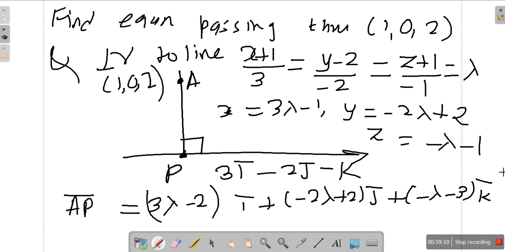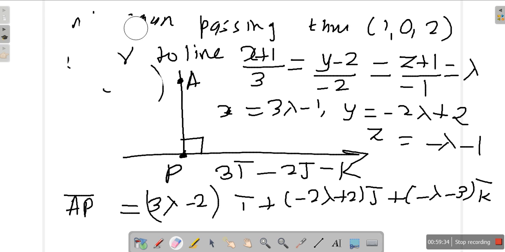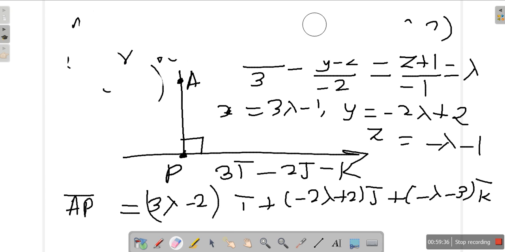So we know one vector which is AP bar and other vector which is B bar. Please note that this vector AP bar and this vector 3i minus 2j plus k, since they are perpendicular, their dot product will be 0. So now we are going to use the formula AP bar dot B bar is equal to 0. I think we have understood that AP bar dot B bar is 0.